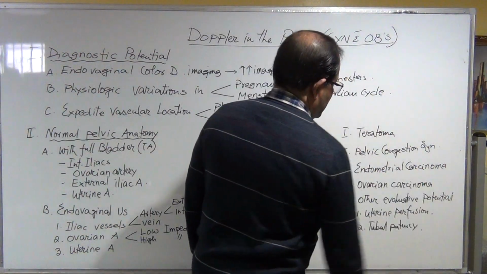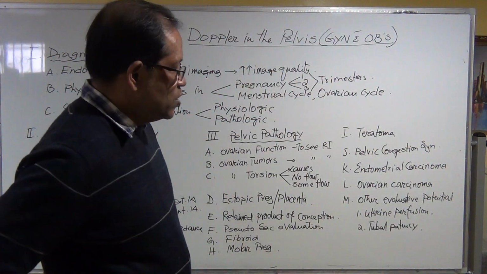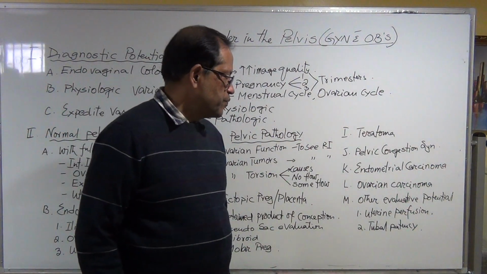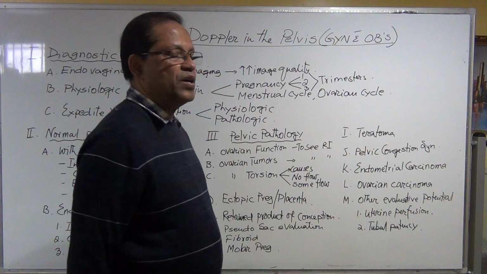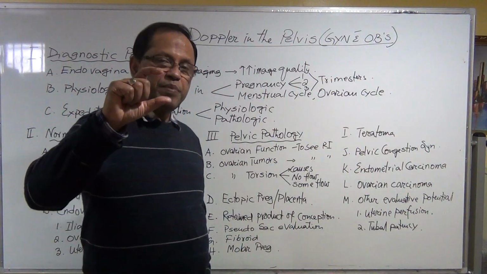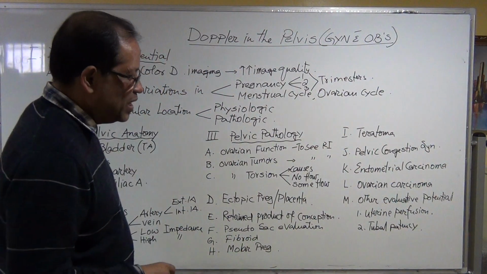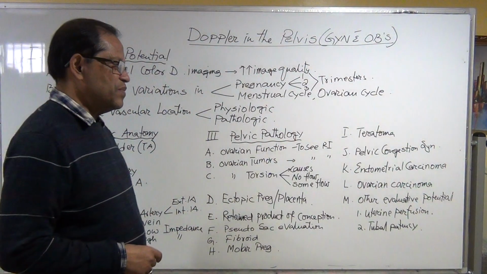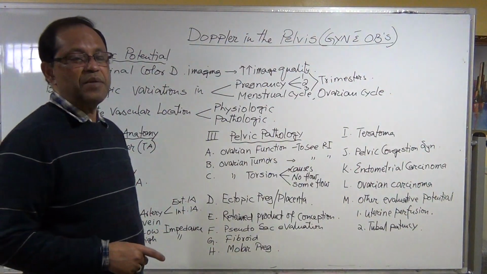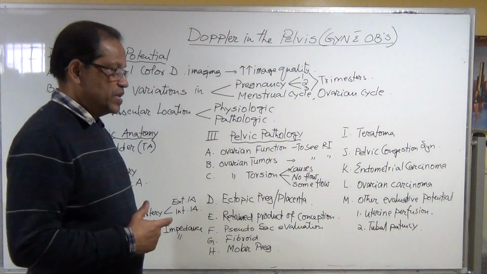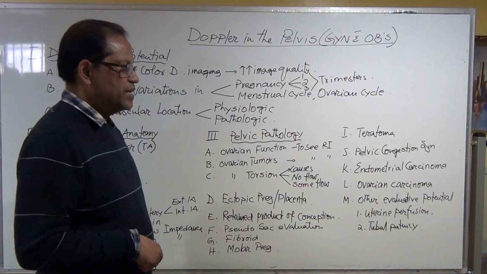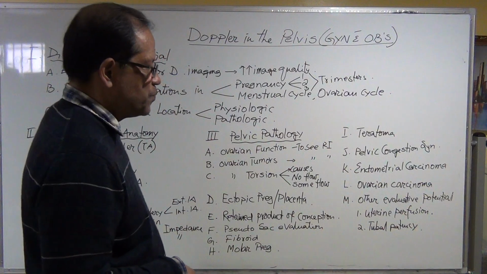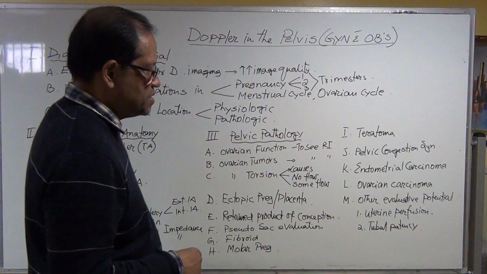Then endometrial carcinoma. Endometrial carcinoma is cancer in the endometrium. Endometrial thickness will be bigger. There will be irregular masses. Sometimes it is confused with endometrial hyperplasia or endometrial polyp, so we need to figure out whether it is a cancer or something else.